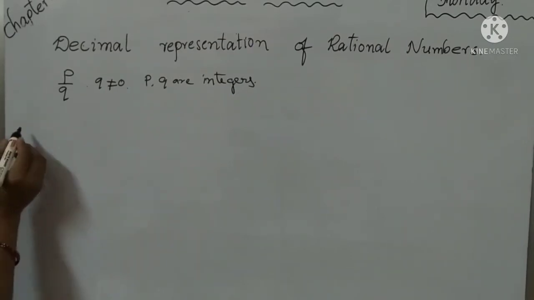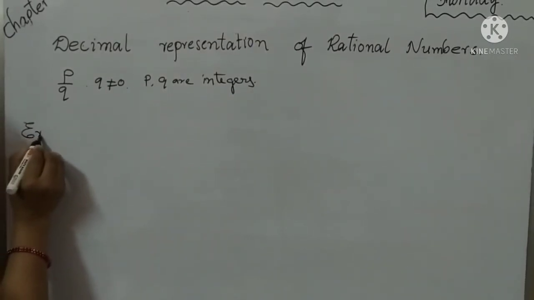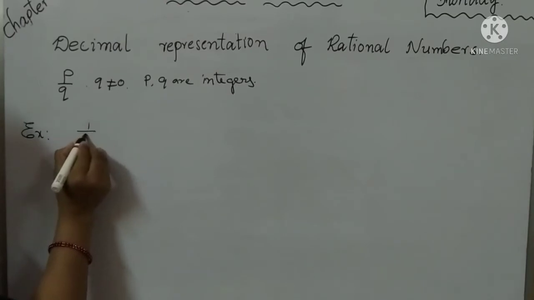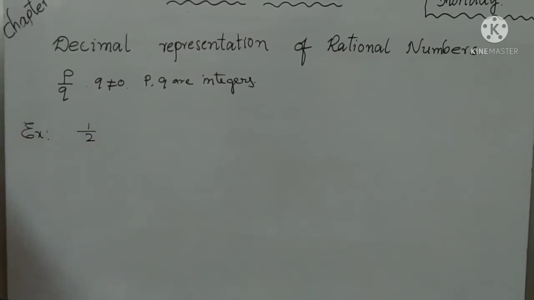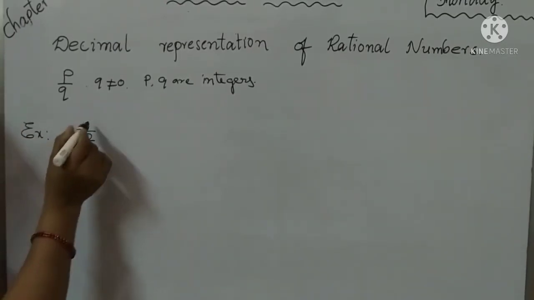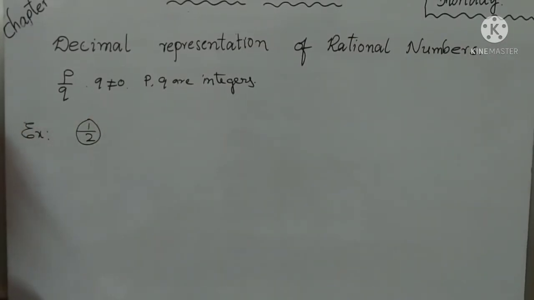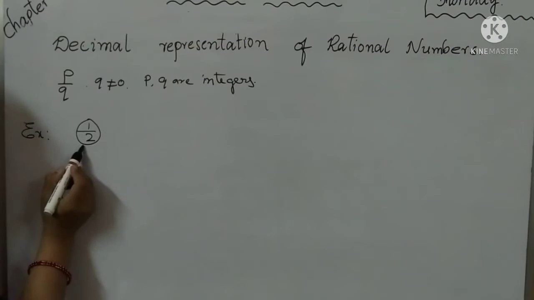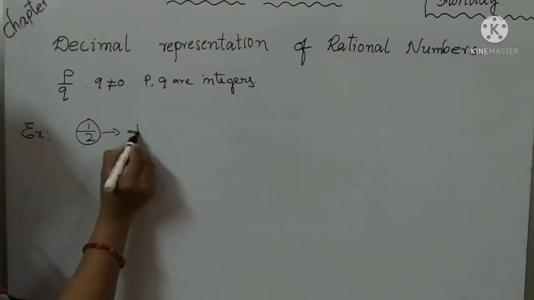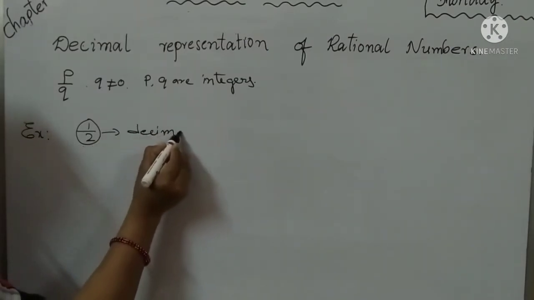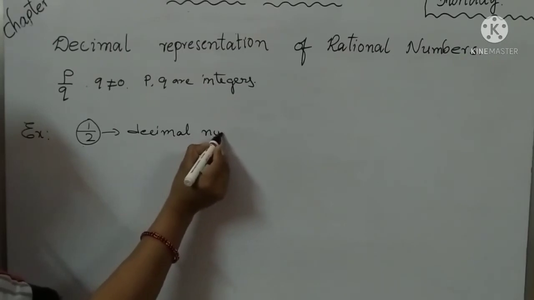So here, for example, 1 by 2. It is a rational number. Change it to the decimal form. So a rational number is converted to a decimal number.